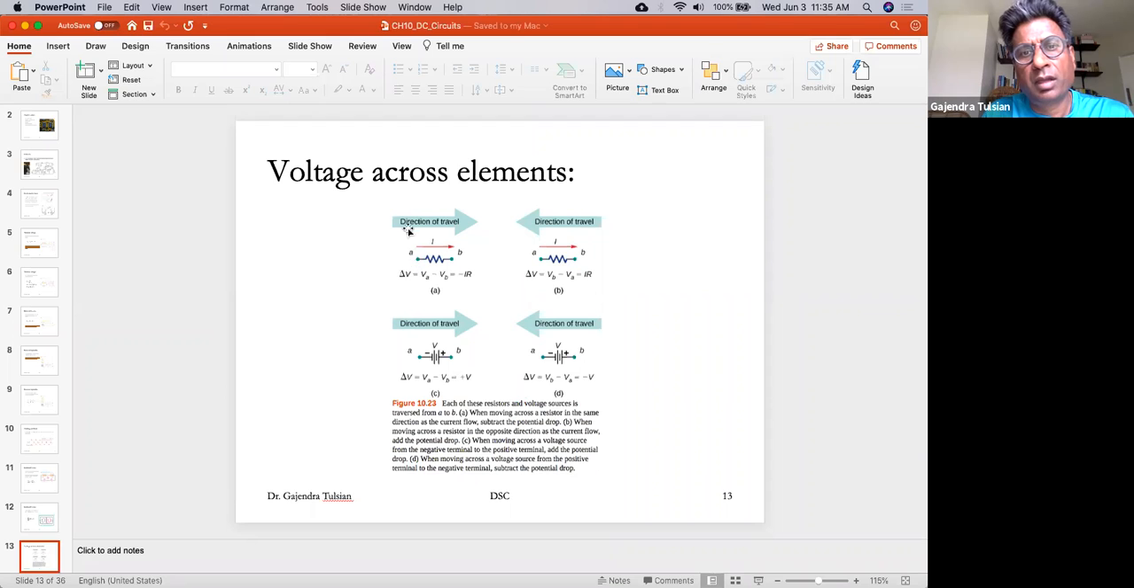Okay. Now, what this diagram is showing you is when you go across a resistor, if you're traveling with the current, current flows from a higher voltage to a lower voltage. So when you go across this element, the change in voltage is negative IR. You're going from a higher voltage to a lower voltage. So the change in voltage across this element will be negative IR. If you're going against the current, you're climbing uphill. So the change in voltage across this element is plus IR.